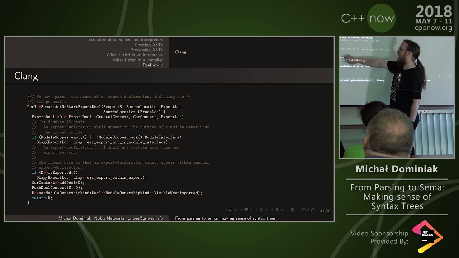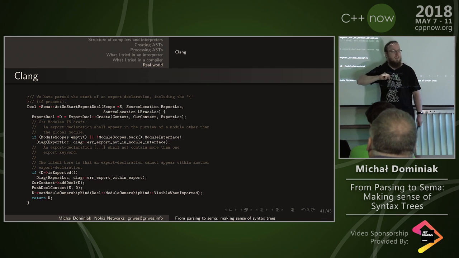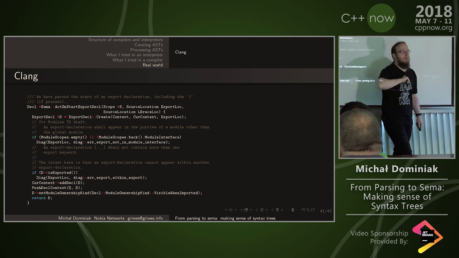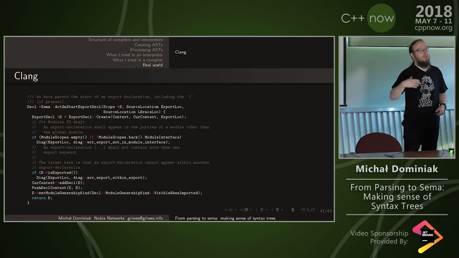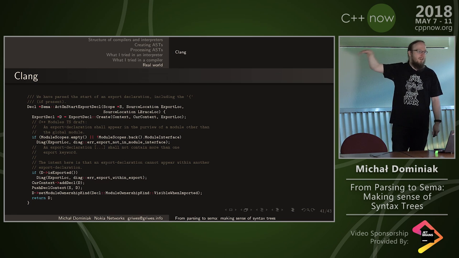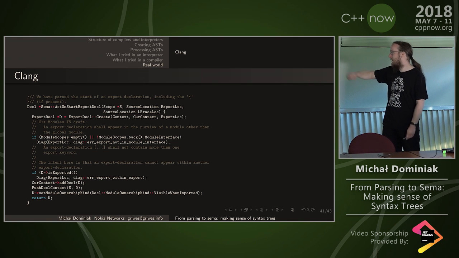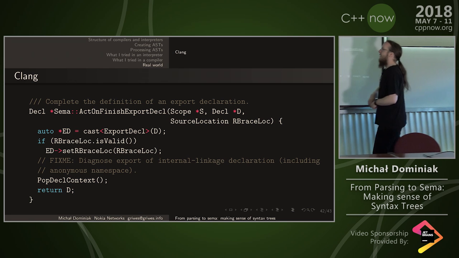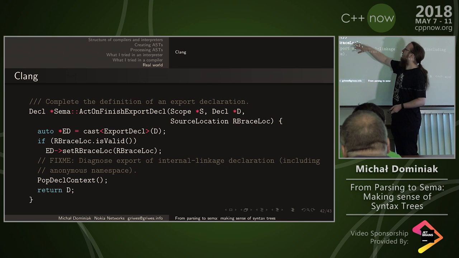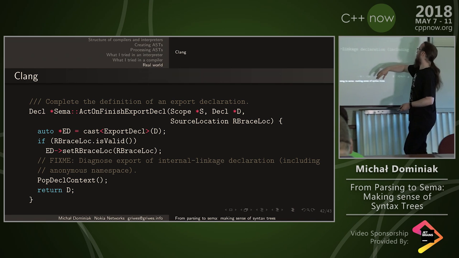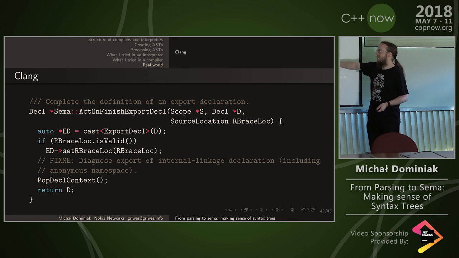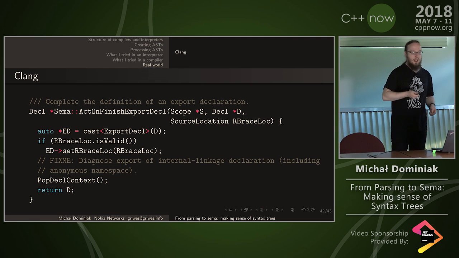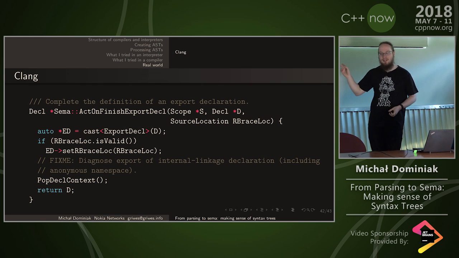So what act on start export decl does is it creates an export decl, does some diagnostics, and creates a context for the further declarations it is going to parse, so it knows what is going on. Because Sema is a class, all the context necessary is stored in members. It sets the module ownership kind, so it basically says that this is exported, and returns the declaration. And then act on finish export decl, this is the one that you should actually be able to read. If possible, it grabs the location of the closing brace. Then there's, oh no, we are not actually diagnosing things, and then it removes the decl context so that the code can continue.